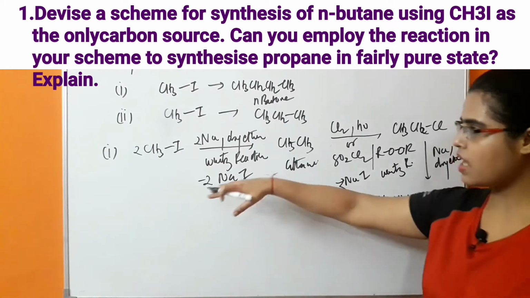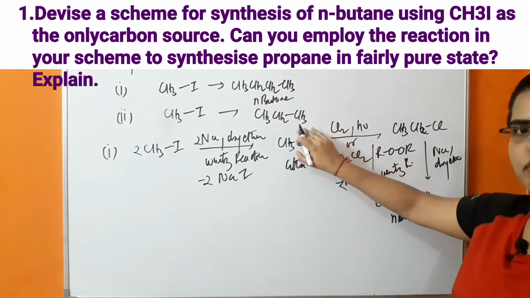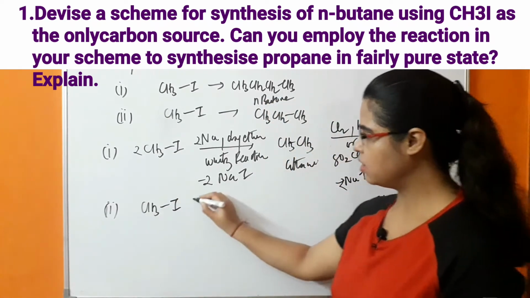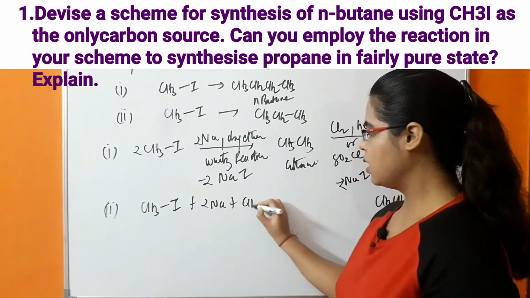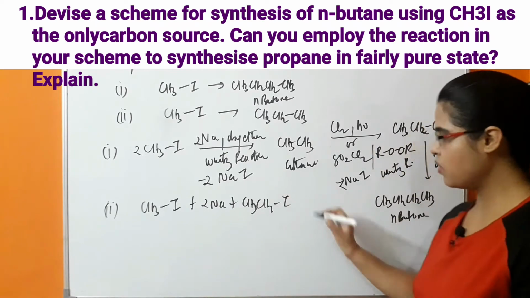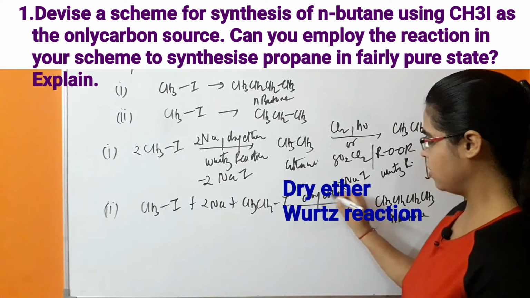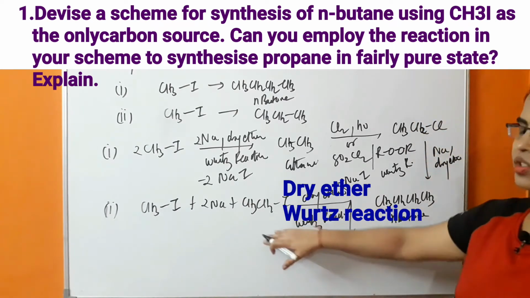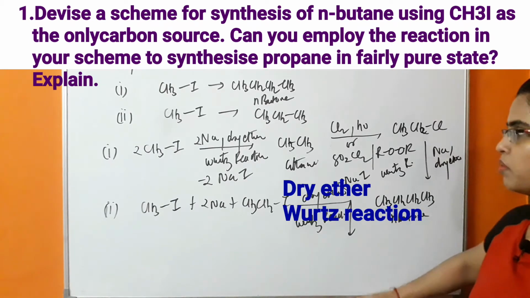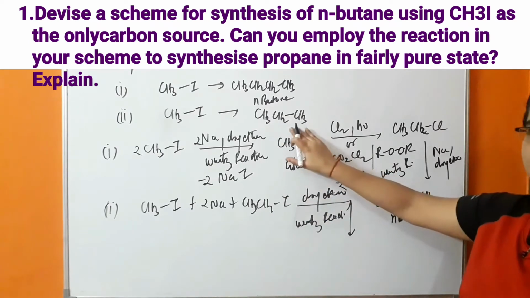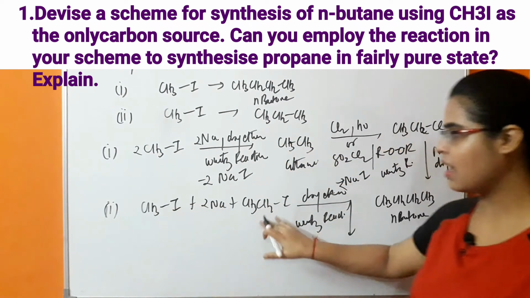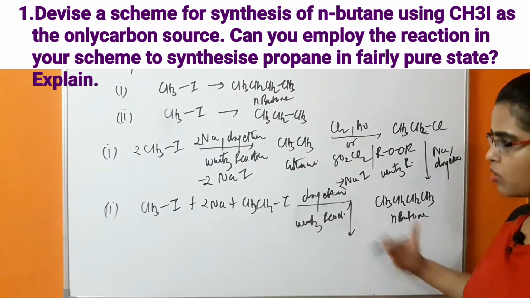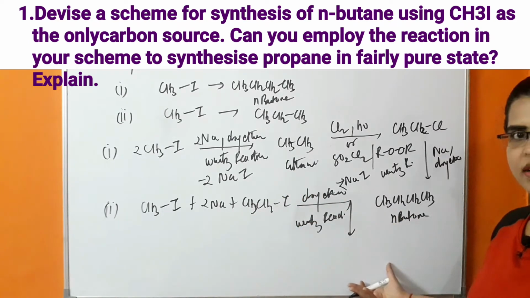Next part of the question: can we apply a similar method for the preparation of propane in the pure state? In this, first of all, we take methyl iodide in the presence of sodium and react it with ethyl iodide in dry ether, so Wurtz reaction will take place. What is happening in this case? This reaction, that is Wurtz reaction, is not suitable for the preparation of unsymmetrical alkanes, because in the case of an unsymmetrical alkane, 2 different alkyl halides are taken. Because of that, a mixture of products is obtained. So let's see how many products will be obtained on the product side.